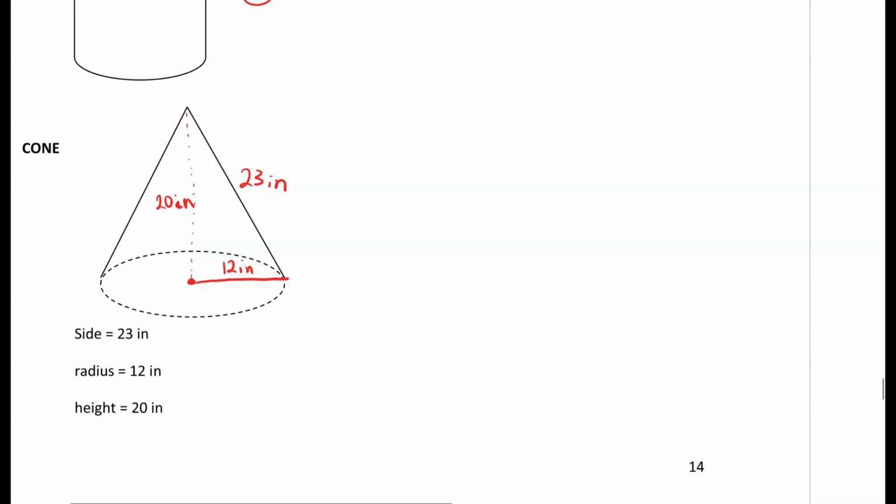So the formula that we are going to be using for this is surface area equals pi r s plus pi r squared. So we have pi times our radius times our side plus pi r squared. Question here, we've been given extra information. We've been given the height, but we don't really care about it when we're trying to use our formula. So that 20 inches for the height doesn't really matter to us here.